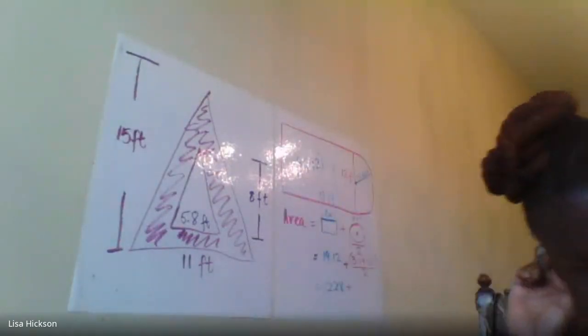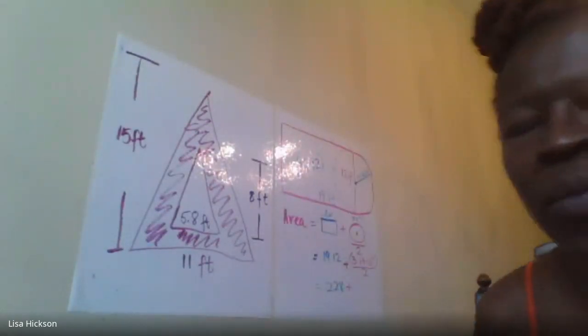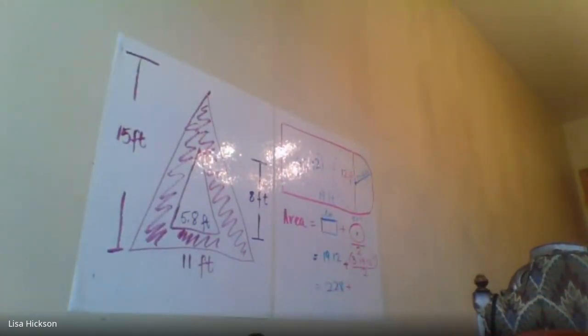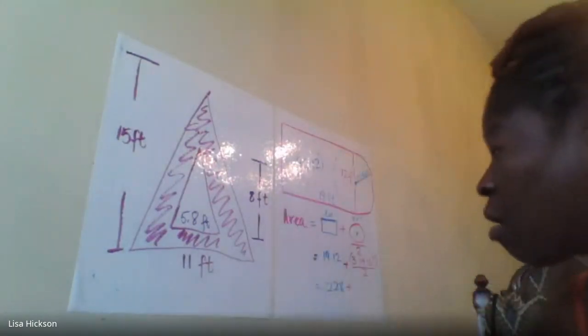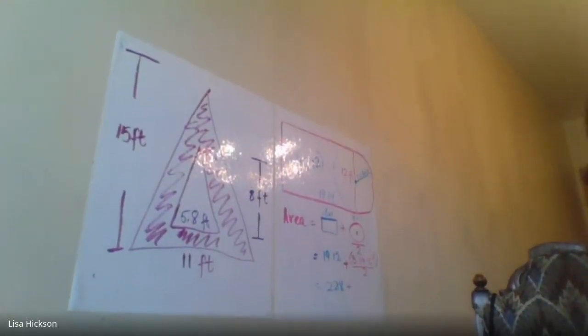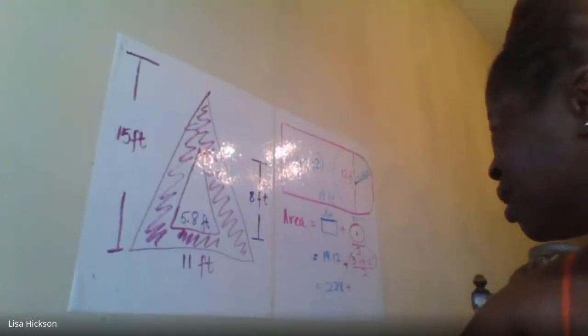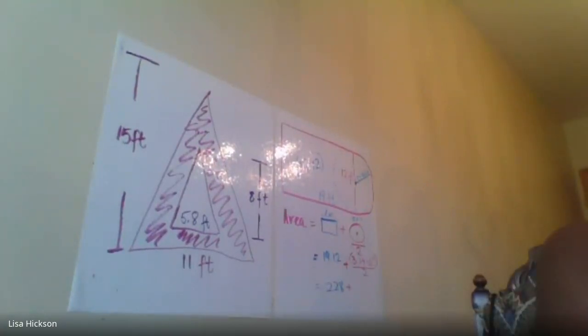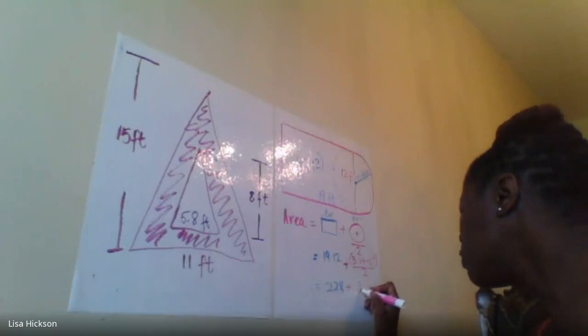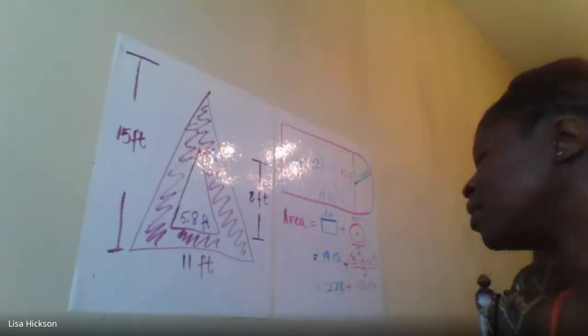So talk to me, math students. 3.14 times 6 squared, what you got? Because we need pi times the radius squared. Calculators in effect. 113.04. Did you divide it?